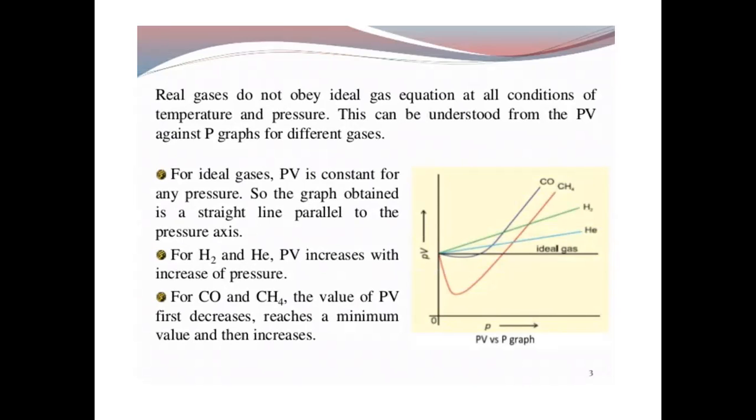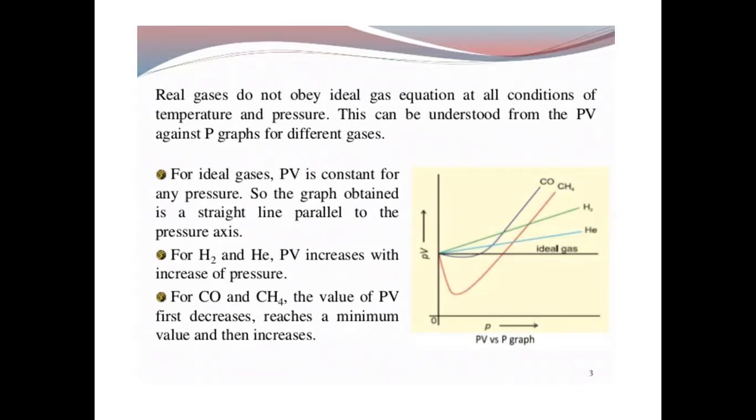Now for ideal gas, the PV is constant for any pressure. So the graph obtained is a straight line, as you can see in this graph. It is parallel to the pressure axis, but for real gases, it's not parallel, it's not a straight line. We can see the different behavior, the positive deviation as well as the negative deviation. If the deviation is above the axis, that is called a positive deviation, and if it is below, it is known as negative deviation, students, right?